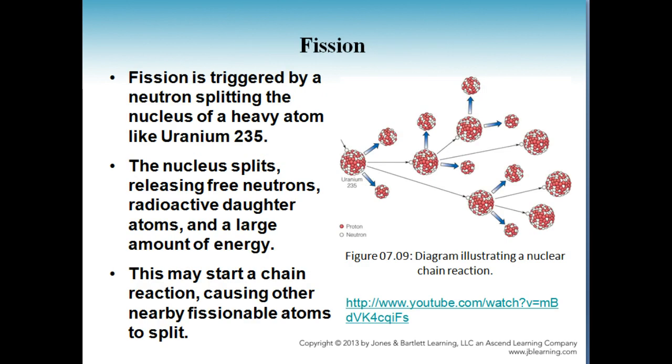Fission is triggered by a neutron splitting the nucleus of a heavy atom like uranium-235. The nucleus splits, releasing free neutrons, radioactive daughter atoms, and a large amount of energy. This may start a chain reaction causing nearby fissile atoms to be split. For an animation of this, go to the link on this slide in the posted PowerPoint presentation in the folder.